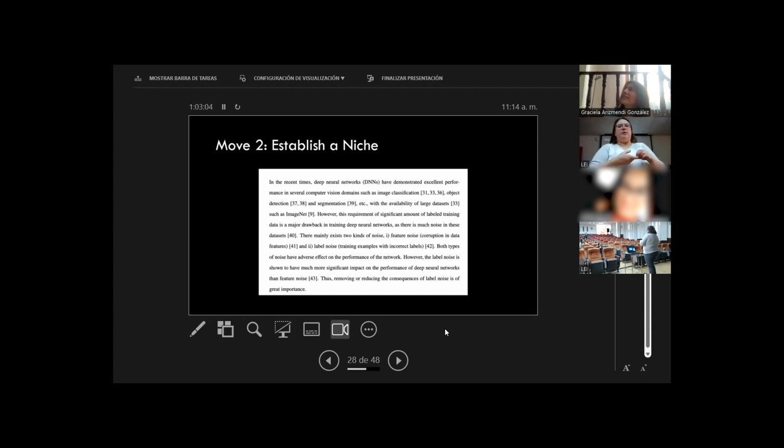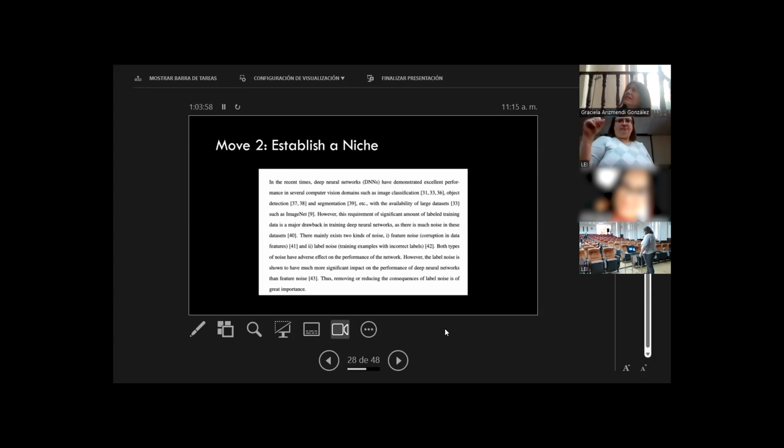In recent times, deep neural networks have demonstrated excellent performance in several computer vision domains, such as image classification, object detection, and segmentation, etc., with the availability of large data sets, such as ImageNet. Is that move 2, establishing a niche? You guys are just doing so good on your quiz here. Excellent. Right? What about that one? Is that move 1? Yes. Close to context, but what the research agrees upon. Right, so previous scholars say these deep neural networks are awesome at these things. The clue I think you're picking up on is all the citations in that sentence, where it's like, look, all these scholars are saying, yes, this is totally right.